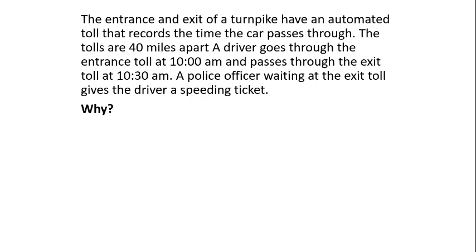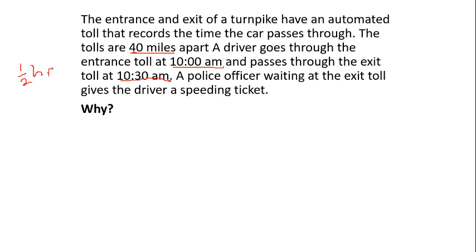So a driver goes through the entrance toll at 10 a.m. and passes through the exit toll at 10:30 a.m. And let's say that this is a world in which this actually happens. Let's say that a police officer waiting at the exit toll gives the driver a speeding ticket. And what we're going to do is figure out why. This obviously has to do with the person's speed, which is related to their velocity. And all we really have is the total distance that was traveled, which was 40 miles, and the total time, which was 30 minutes or 1/2 hour.